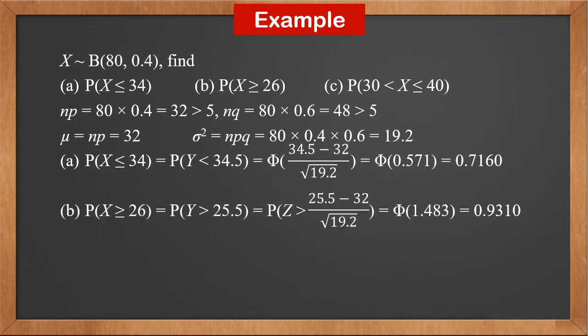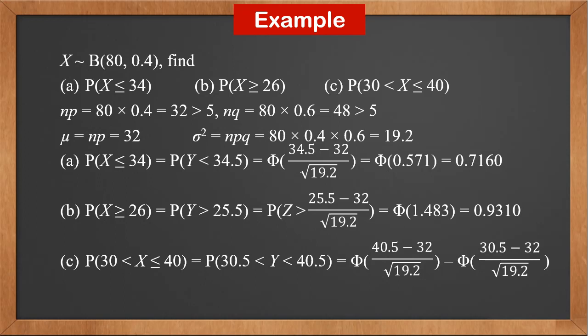Using continuity correction, we change P(X ≥ 26) to P(Y > 25.5), because 26 is included. Standardize it, we get P(Z > (25.5 minus 32) over square root 19.2). This is a negative number. By symmetry, greater than negative is equal to less than positive. So it becomes Phi(1.483). This is 0.9310.